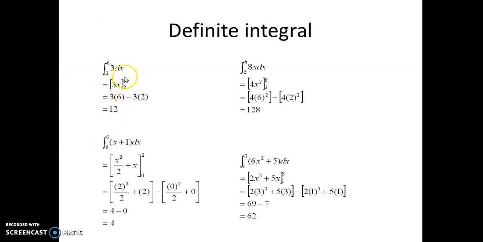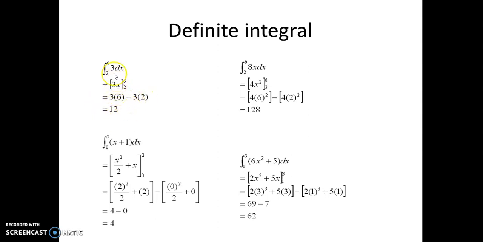This is the standard notation that we use when calculating the area beneath the curve using definite integrals. You place the function, the antiderivative, in the square brackets, and then you have your upper and lower limits on the side. Now you're going to evaluate the antiderivative at the upper limit and the lower limit. So F of b minus F of a, where this is b and this is a. Now if I just solve, I've got 3 times 6, that's 18, minus 6, that is going to give me 12.